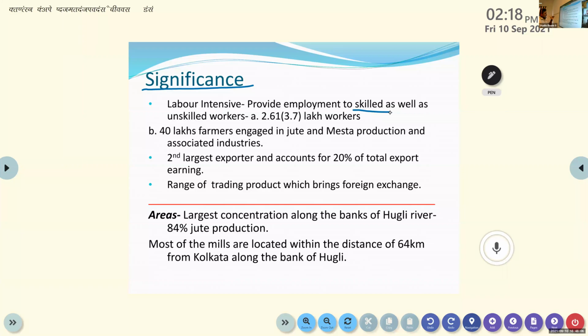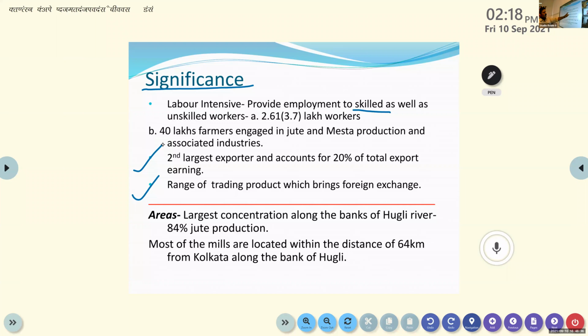It is the second largest exporter and accounts for 20% of the total export earnings. A range of trading products brings foreign exchange. So a number of these jute products we are exporting to other countries and earning foreign exchange. We are selling the product to other countries, so basically we are able to earn the currency of that particular country. So it is helpful to earn foreign exchange. Clear or not?